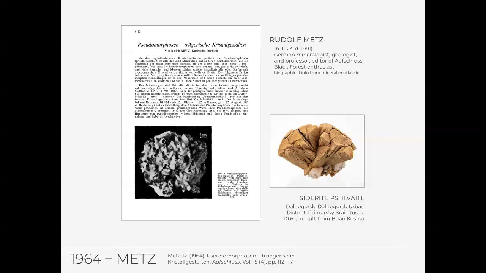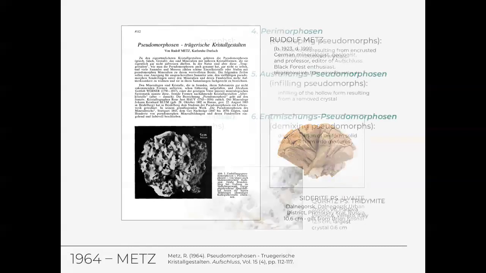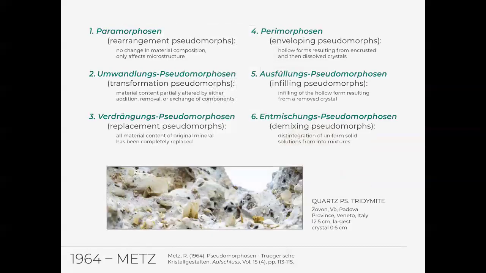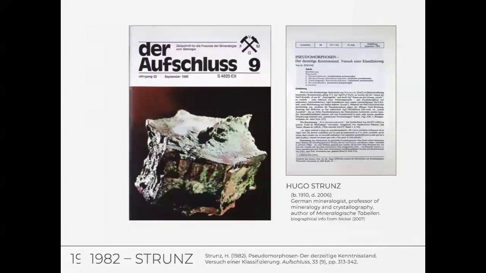Now, in 1964, Metz publishes the article, Pseudomorphoses, True Crystal Figures. He uses many familiar categories. We see paramorphs, transformation and replacement pseudomorphs. He's differentiated those as partial alteration of the material content versus complete replacement of it, envelopments and infillings, which he has given separate categories. Pelikan segregation pseudomorphs or demixing pseudomorphs have now been added. I can't say that Metz was the first to do this, but he is the first that I've seen to do this. I did not see those in Frondel.